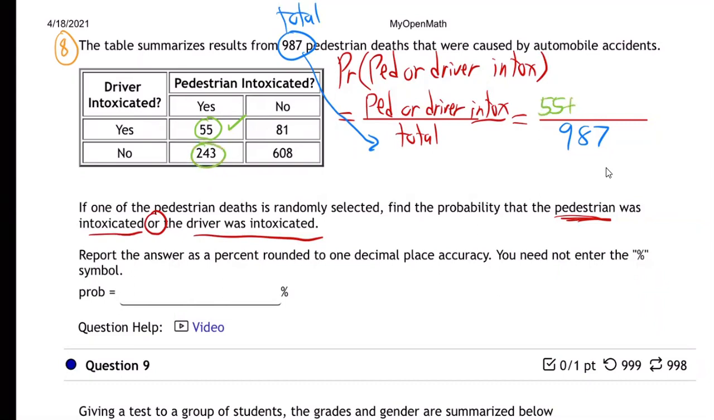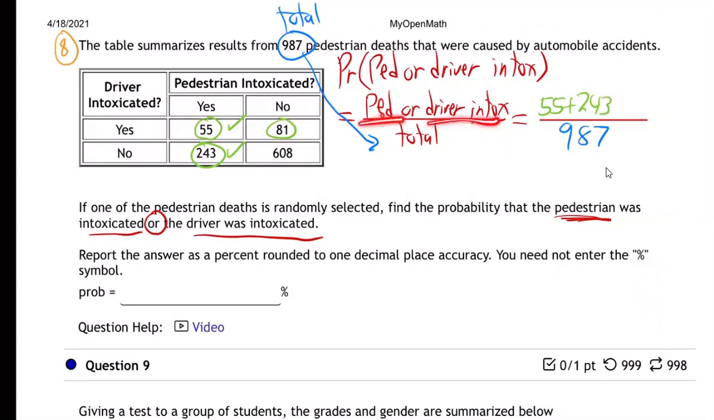Now, what about these 243 cases here? In those 243 cases, was somebody intoxicated, either the pedestrian or the driver? Well, yeah, because the pedestrian was. The driver was not intoxicated in those 243 cases, but the pedestrian was certainly intoxicated. So yeah, because or means either one, right? Doesn't have to be both. So check. Okay, so I've got to put that in here. 243.